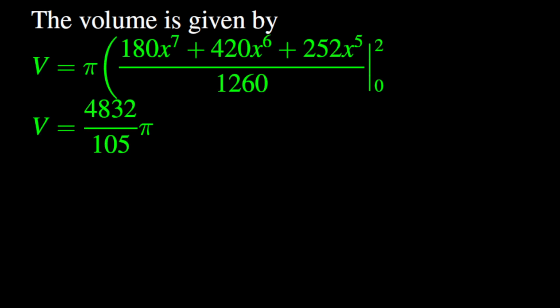Evaluating the antiderivative from 0 to 2 of pi times 180 x to the power 7, plus 420 x to the power 6, plus 252 x to the power 5 over 1260 gives us the volume of the solid, which is pi times 4832 over 105. Therefore, the volume of the solid is pi times 4832 over 105.